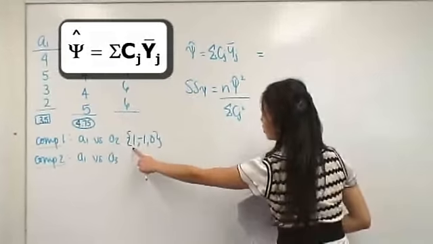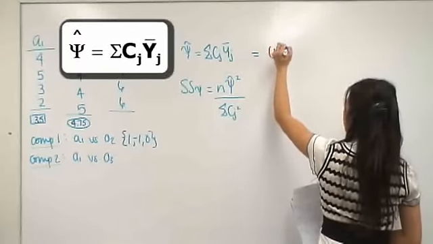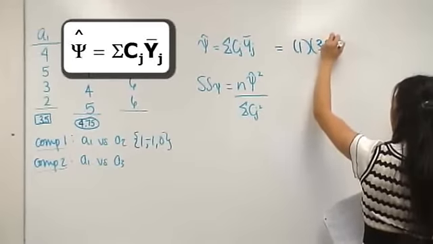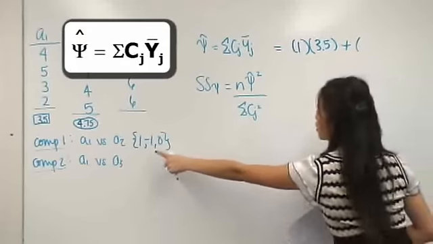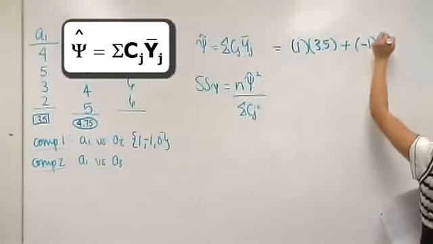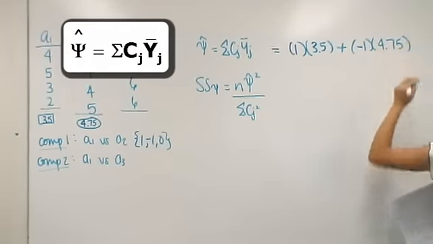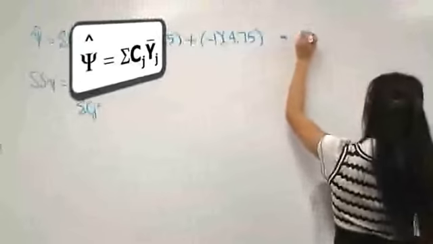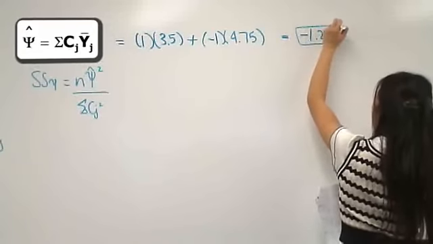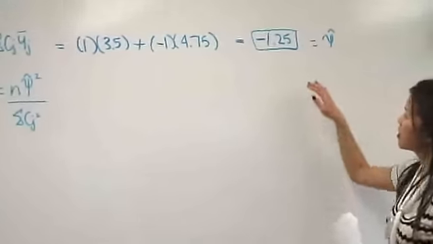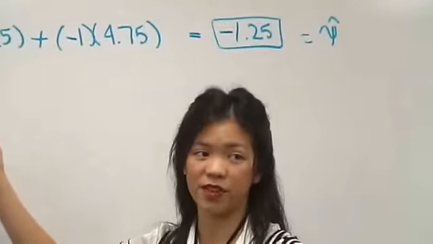So my coefficient for A1 is 1, times my mean for group A1, which I calculated to be 3.5. I'm going to add that to my coefficient for A2, which is -1, times my mean for A2, which is 4.75. You would also add the coefficient of A3, which is 0, so we're just going to take that step out. And that's my psi. So that is just a number that we're going to put into this equation to get our sum of squares.